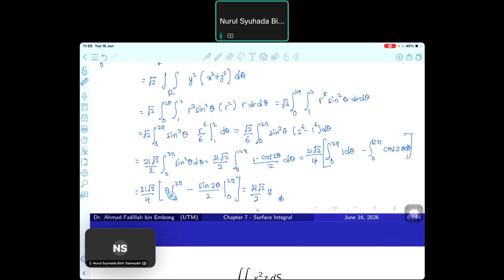And then compute from 0 to 2 pi. Of course, everything here becomes 0 because sine 0 is 0. Sine 2 pi, sine 4 pi is again equal to 0. So we are just left with the theta here. So we will have 2 pi, and the 2 cancels with the 4, then we will get this answer. So this is the evaluation, or example, of the surface integral for a scalar function.